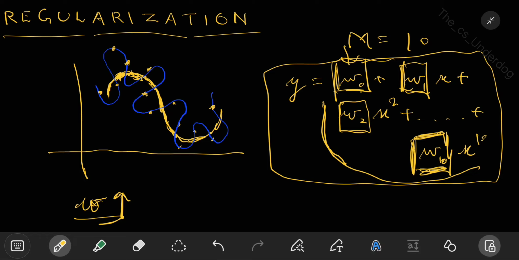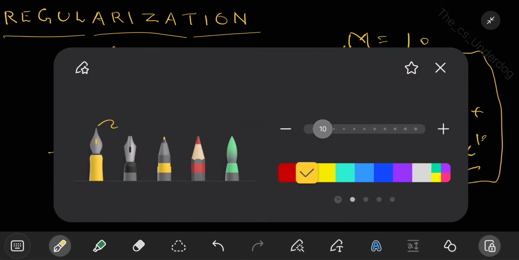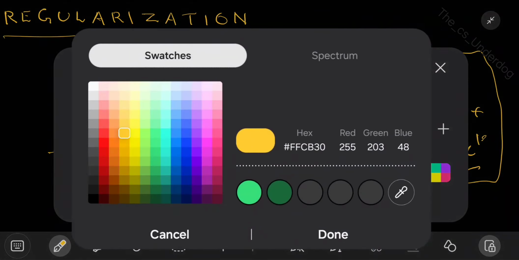Conceptually, logically, what should you do? You need to limit the value of w's. That is, you should not allow w to go to very large values. If this happens, your curve, instead of looking like this, would look something like this.